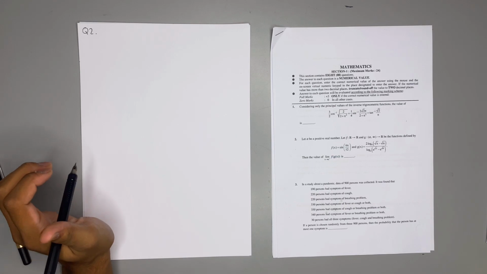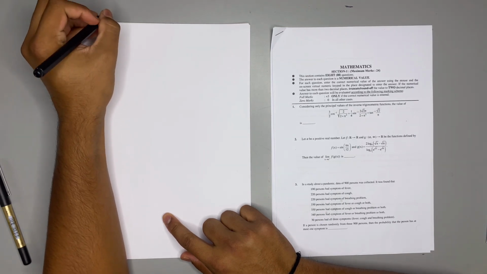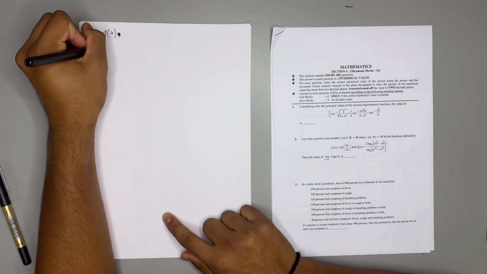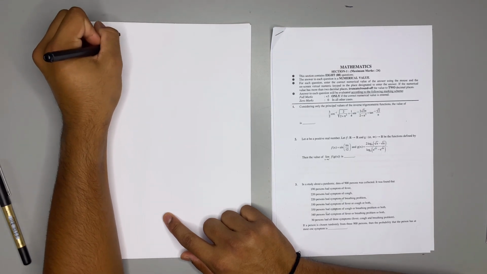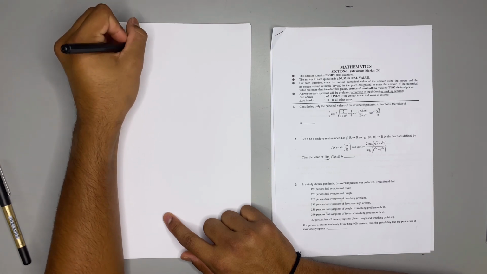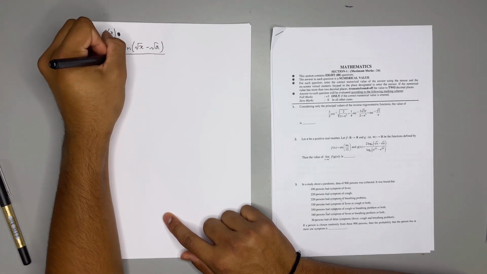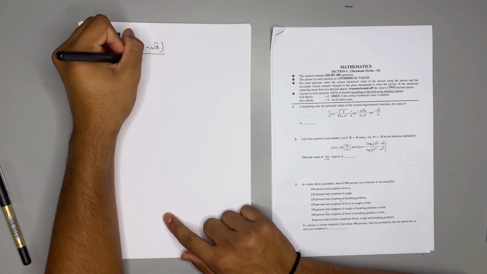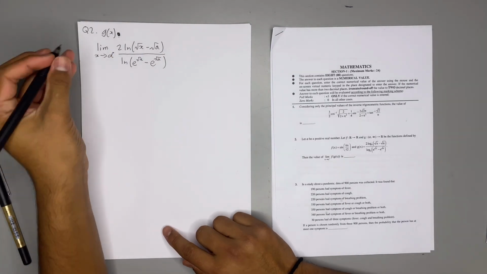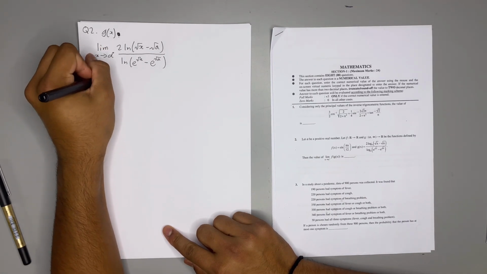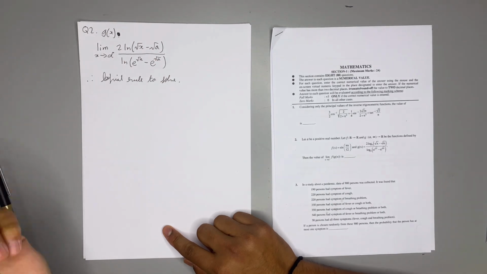Question 2. First thing, let's write g of x down. g of x, we have limit x approaching positive alpha, we have 2 ln of root x minus root a, or alpha in this case, upon ln of e to the root x minus e to the root alpha. Once we've written that down, we're going to be using the L'Hopital rule to solve. What is the L'Hopital rule?